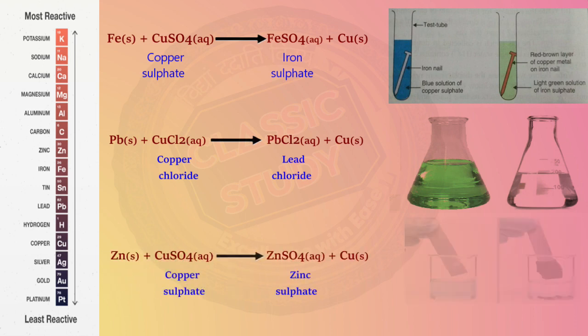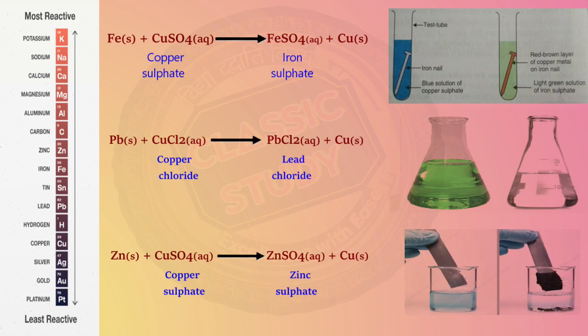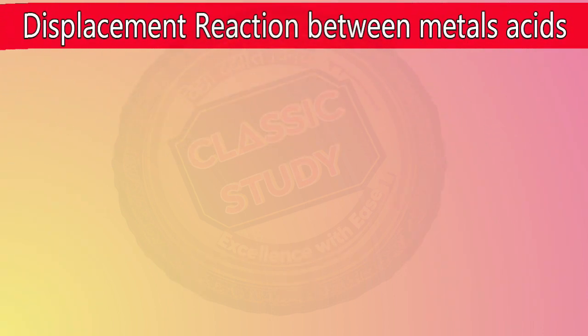When zinc metal is dipped into a copper sulfate aqueous solution, it displaces copper from its salt and leads to formation of zinc sulfate plus copper, because zinc lies higher in the reactivity series compared to copper. The displacement reaction between metals and acids.